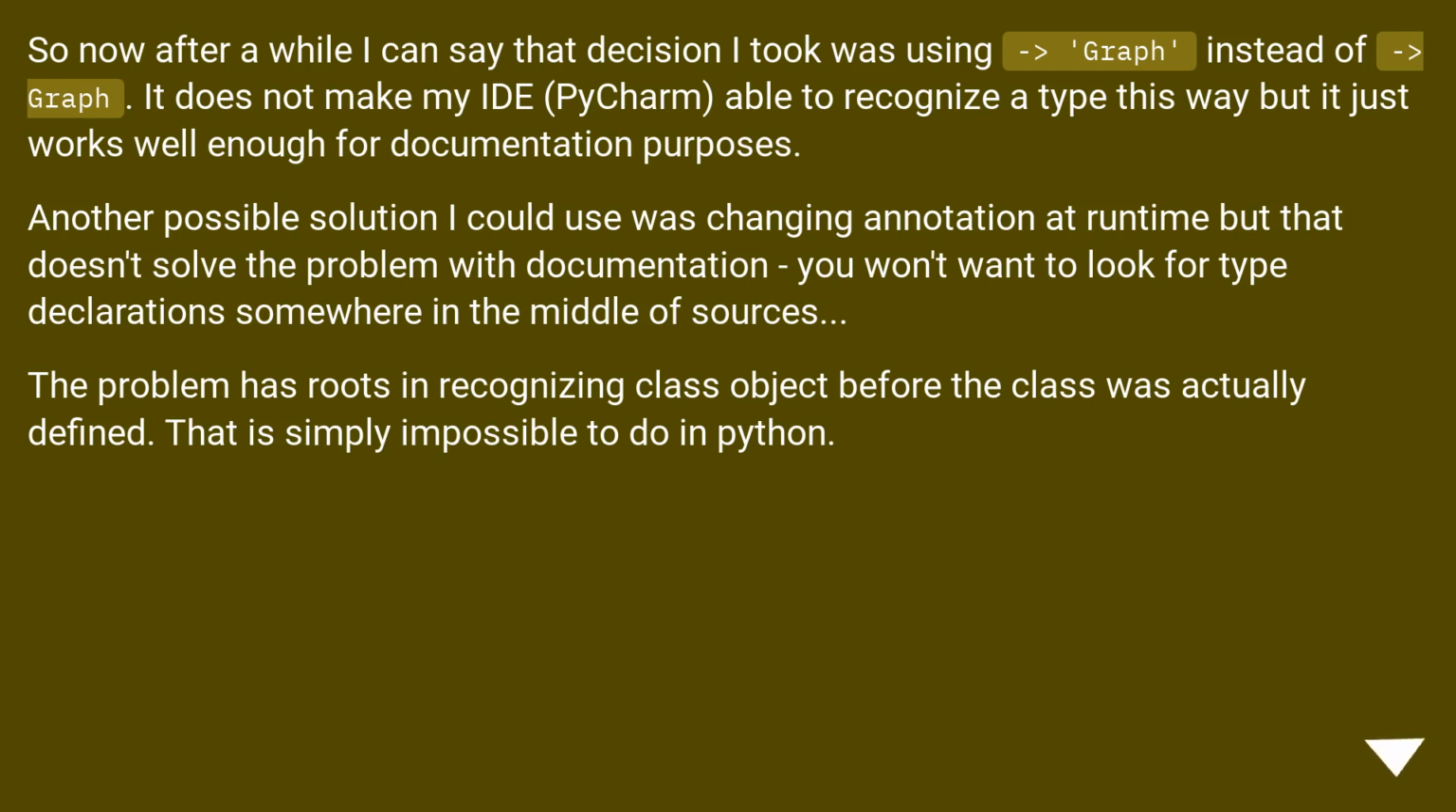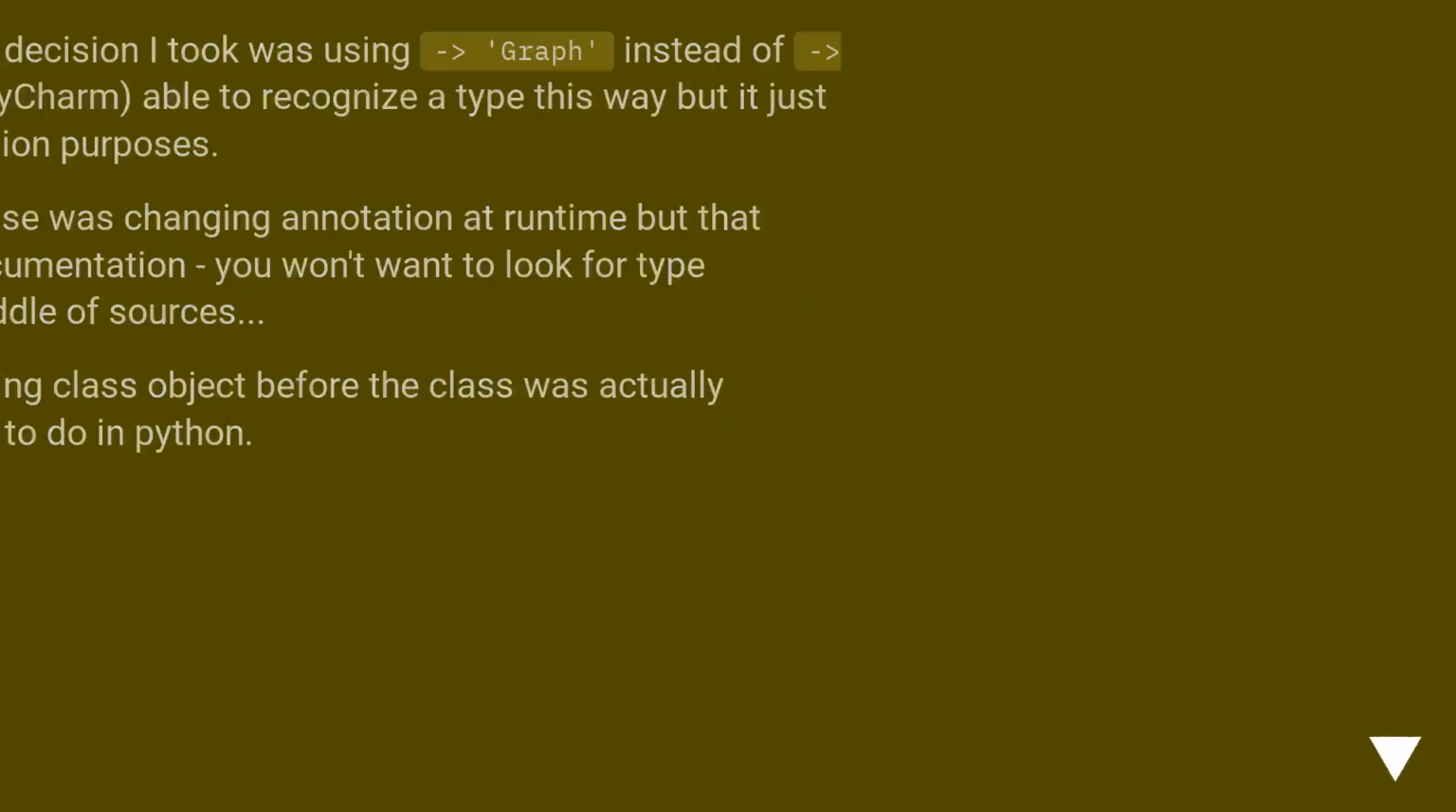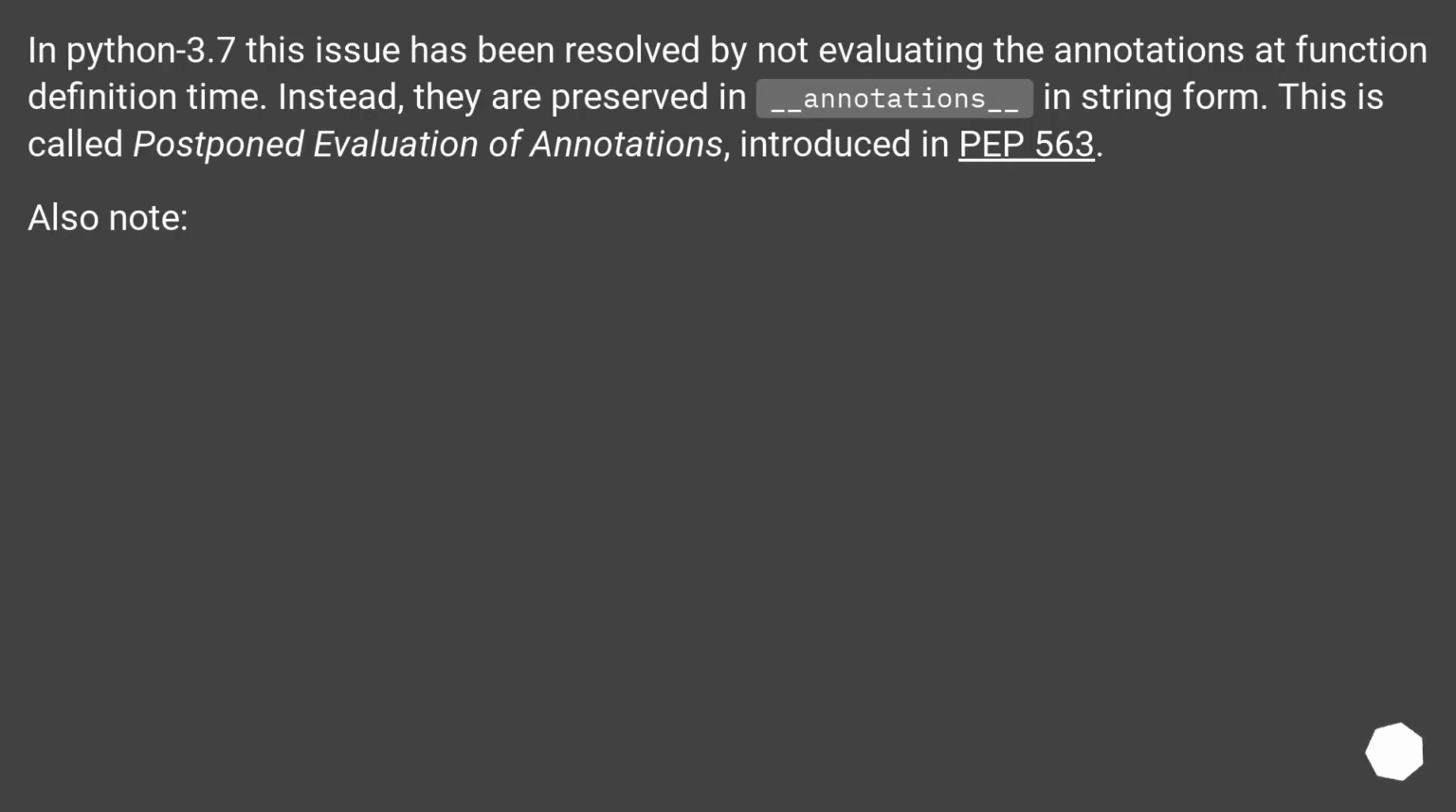The problem has roots in recognizing class object before the class was actually defined. That is simply impossible to do in Python. In Python 3.7 this issue has been resolved by not evaluating the annotations at function definition time. Instead, they are preserved in __annotations__ in string form. This is called postponed evaluation of annotations, introduced in PEP 563.